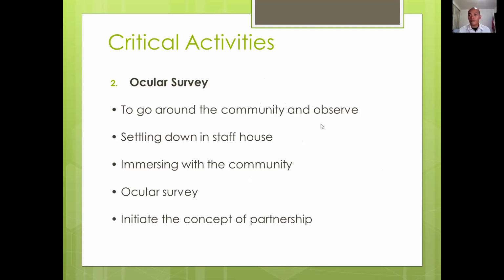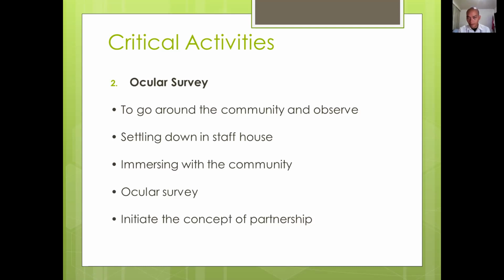What are you going to observe? You observe, for example, who are the people in the community? Where are the places in the community? Where is the clinic? Where are the main roads? Where are the groceries? Saan yung majority ng mga bahay? Okay, so yan yung mga things that we have to familiarize ourselves when we go around the community. The boundaries also. Hanggang saan ang boundary ng barangay na ito?